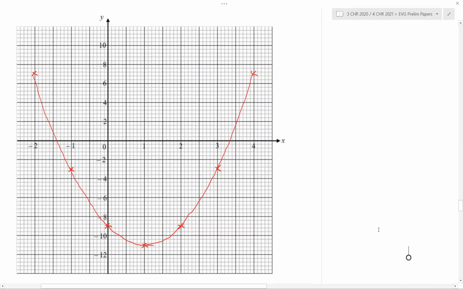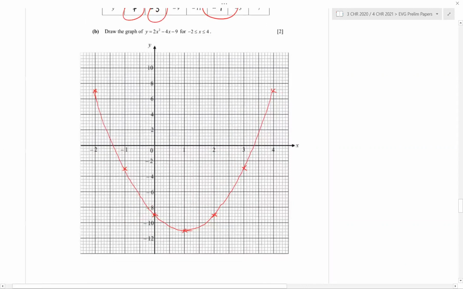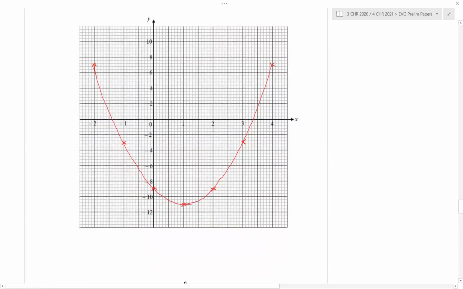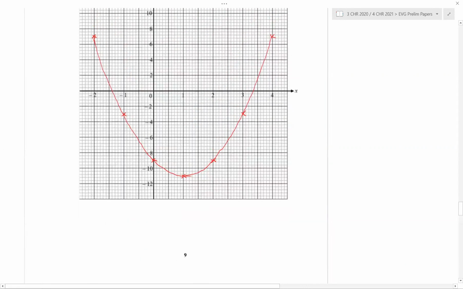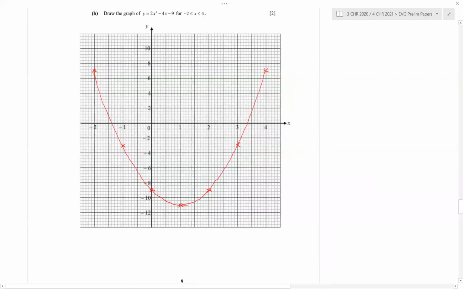Are you all right? Okay, so line of symmetry. Stop laughing. You okay or not, Fauzi? Never mind, he's okay.